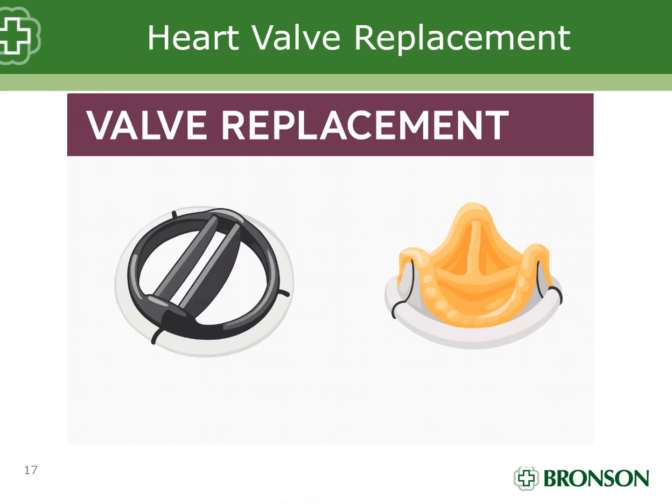So you'll see here are two different types of valve replacements. On the left is more of a mechanical valve, so those flaps open and close with the heartbeat. On the right is more of one of those artificial valves from tissue, so either from a pig or a cow or from other heart tissue. So it's not as mechanical, but is more similar to that of your valve that is already in place.